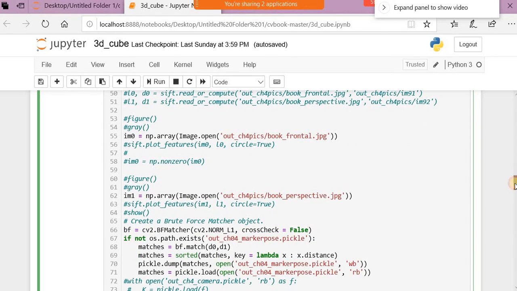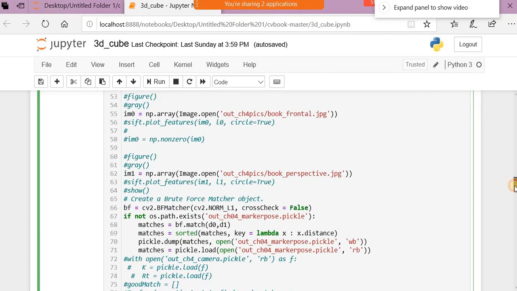Now I am making another object, im0 and im1, because I have to convert the image values into the form of an array. So this is the method np.array, and you have to pass the image object. The same thing you have to do for im1 also. So all my image pixels will be converted into the array form.